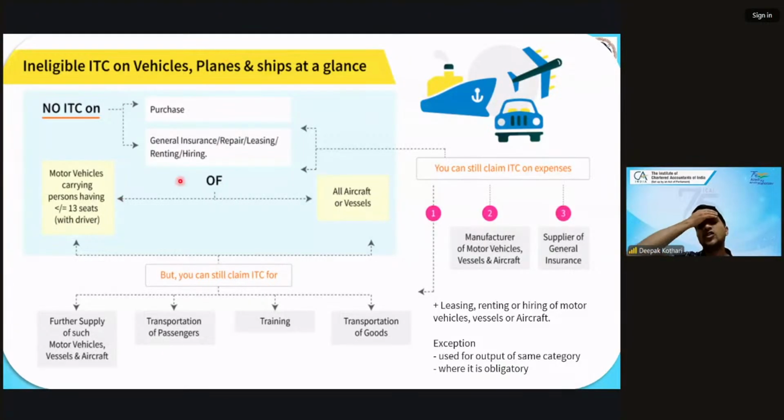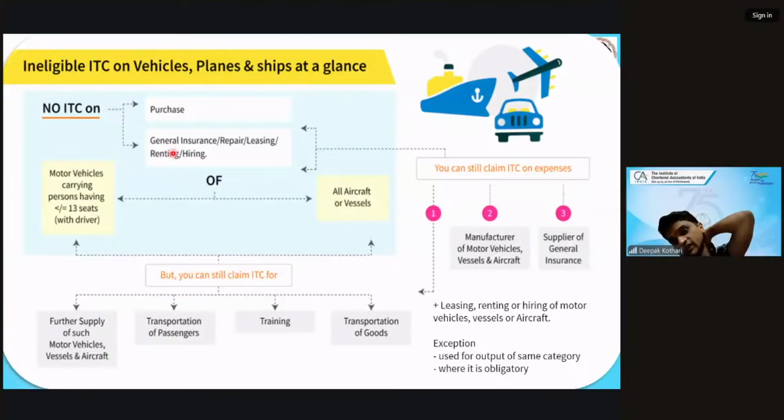Okay. So no ITC will be available when you purchase a motor vehicle carrying persons having less than 13 seat capacity. And also, if you have bought an aeroplane, you will not get credit for it. Or vessels. Vessels means ships. So for motor vehicles, aircraft, and vessels, credit is not available. On that, whatever GST is charged, that is not available.